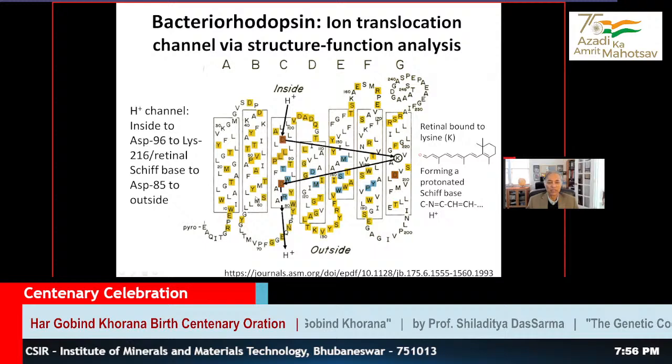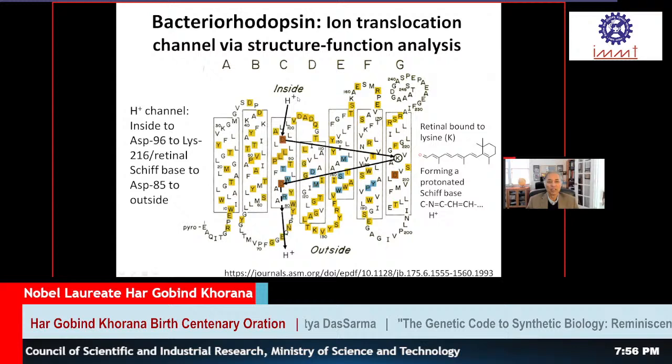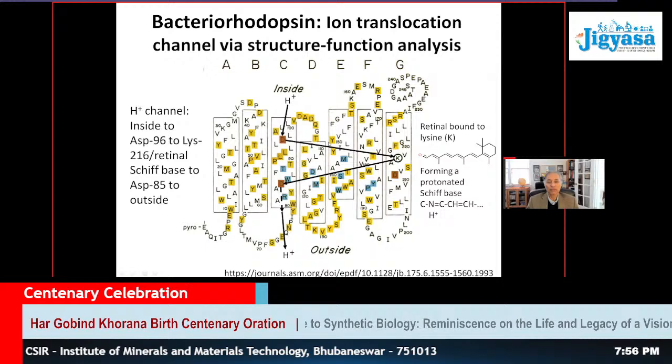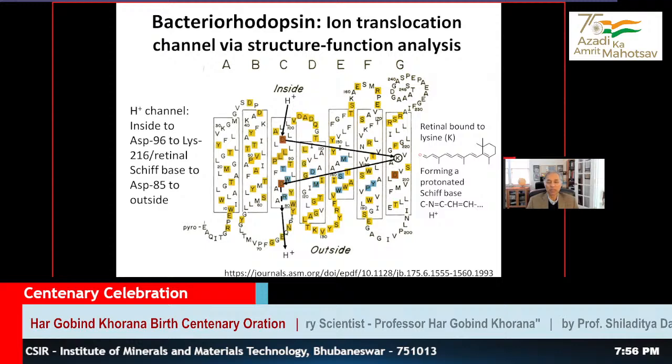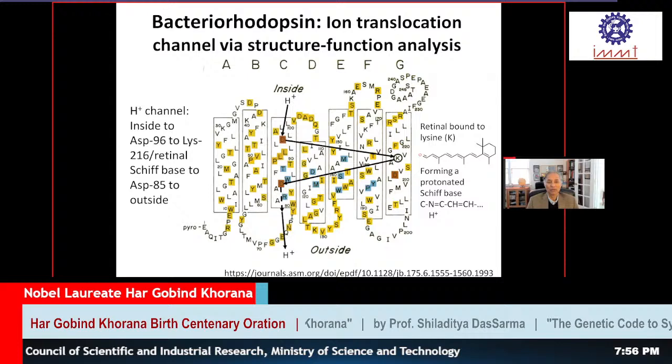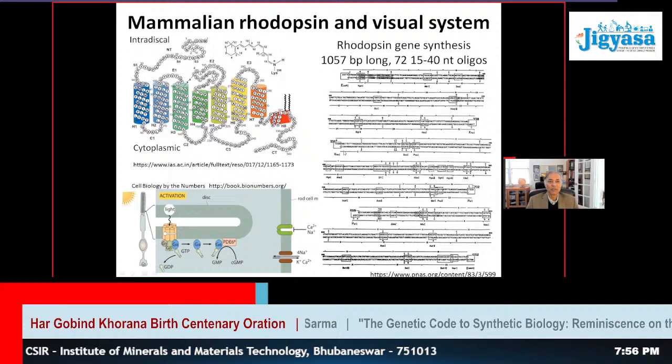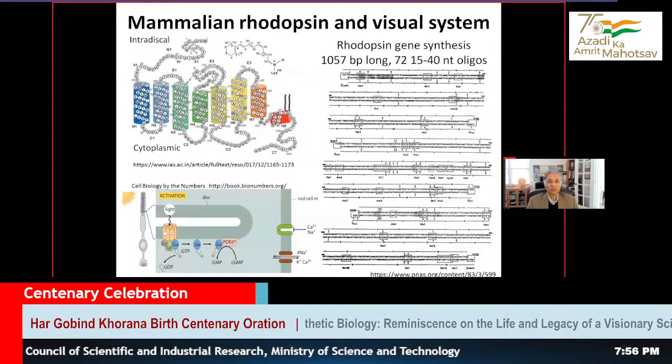That's followed by an uptake of a proton to aspartic acid 96, and then transfer of that proton to the Schiff base space. So that completed the photocycle necessary for pumping of a proton from the inside to the outside of the cell in response to light. So having achieved his intended goal, Professor Khorana then moved on to another retinal protein, rhodopsin, which is part of the mammalian visual system.